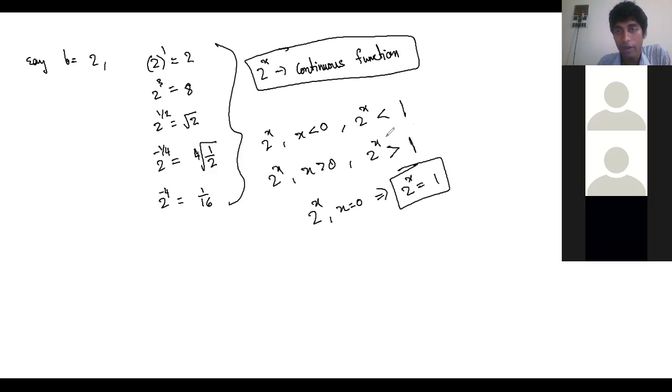Because it is a continuous function. Before, it was less than 1. Whenever the exponent is negative, you can see it is a fraction less than 1. And whenever the exponent is greater than 0, we see that it is greater than 1. So when x is equal to 0, logically speaking, it has to be equal to 1. Anyway, this is an important property which all of you must have learned: a power 0 is always equal to 1, where a does not equal 0.